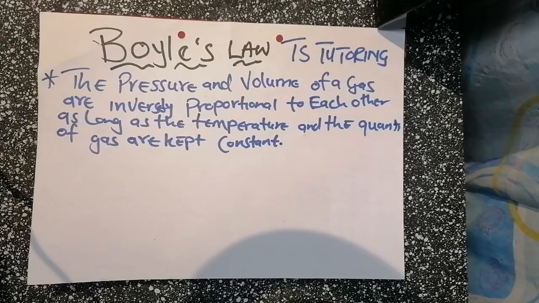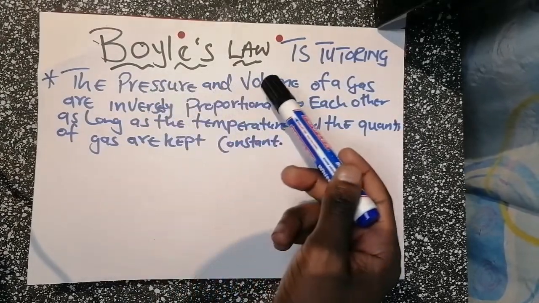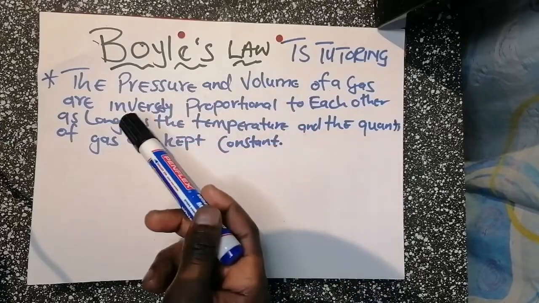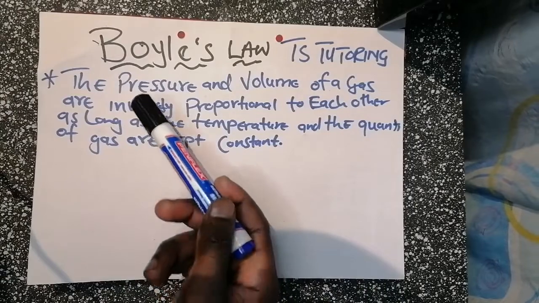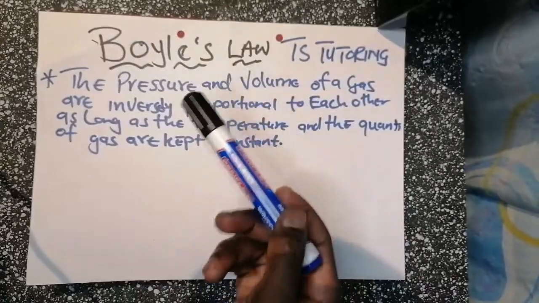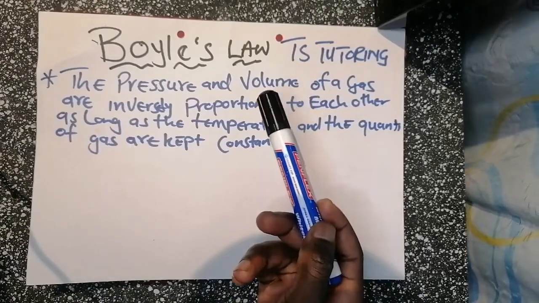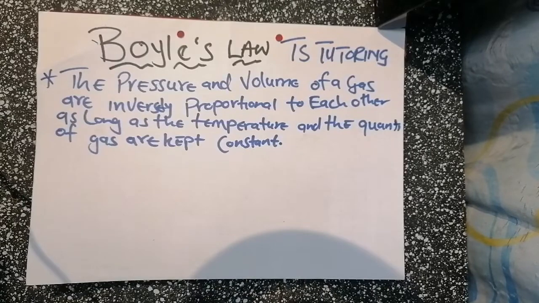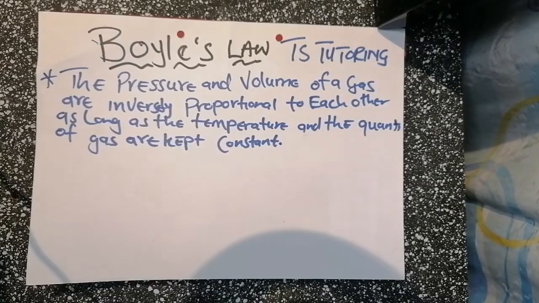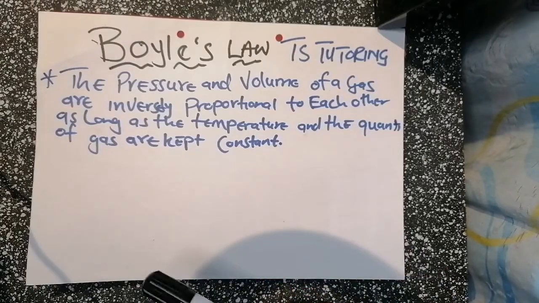So Boyle's law focuses on two things, right? Pressure and volume. What's the relationship? They're inversely proportional. What do we mean by inversely proportional? We mean when the one increases, the other one decreases. So if the pressure increases, we expect the volume to decrease. If the volume increases, we expect the pressure to decrease, right? But there's a condition. Only if the temperature and the quantity of the gas are kept constant.